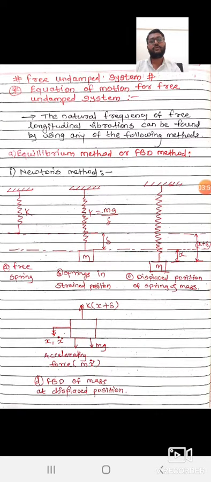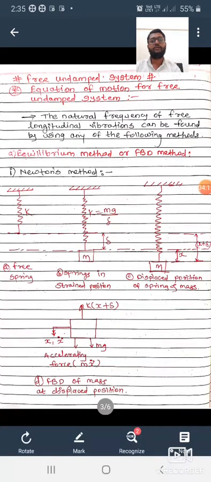Next, free and damped system. So, the equation of motion for a free and damped system. The natural frequency of free longitudinal vibrations can be found by using any of the following methods. The first method is the equilibrium method or FBD method, which is Newton's method.